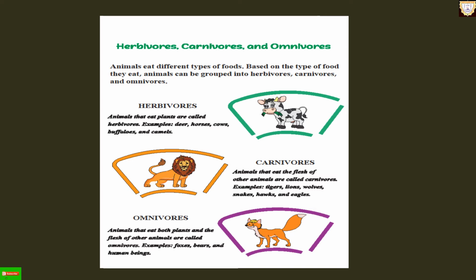Carnivores. Animals that eat the flesh of other animals are called carnivores. Example: tigers, lions, wolves, snakes, hawks, and eagles. Omnivores. Animals that eat both plants and the flesh of other animals are called omnivores. Examples: foxes, bears, and human beings.